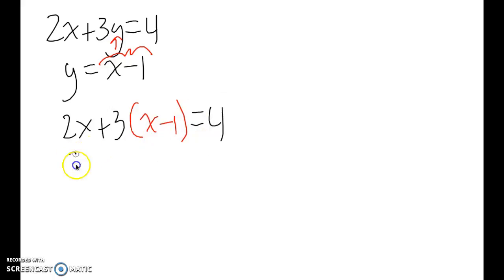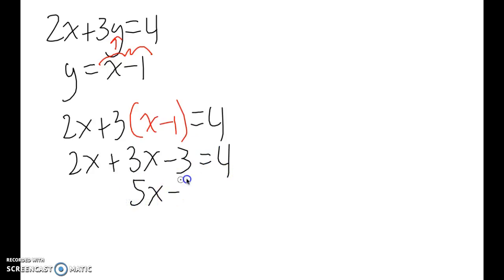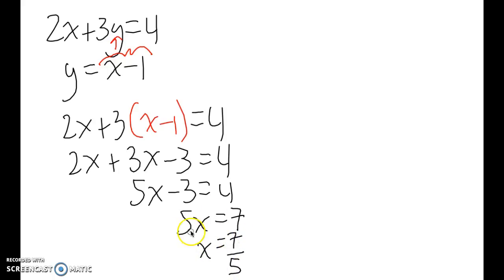Now I just simplify and solve. 2x, I have to distribute here. 3x minus 3 equals 4. Combining like terms gives me 5x minus 3 equals 4. 5x equals 7. Therefore, x equals 7/5. Just because you got a fraction doesn't mean it's wrong. Let's go ahead and solve for y using the bottom equation, and then we'll just verify.